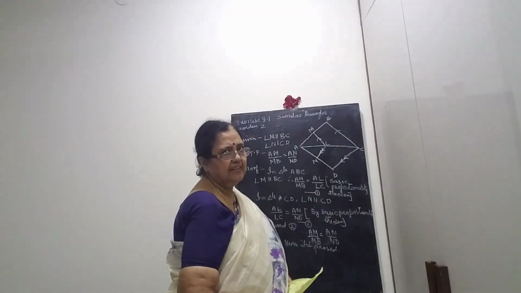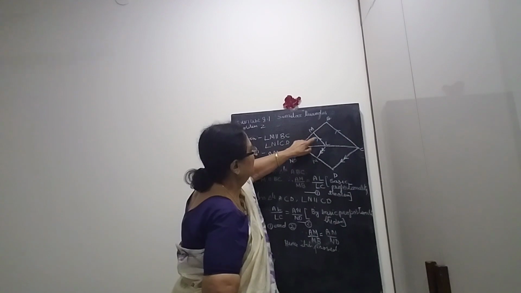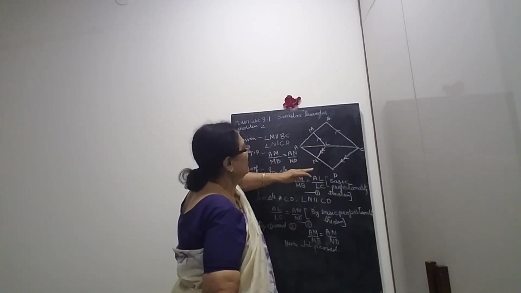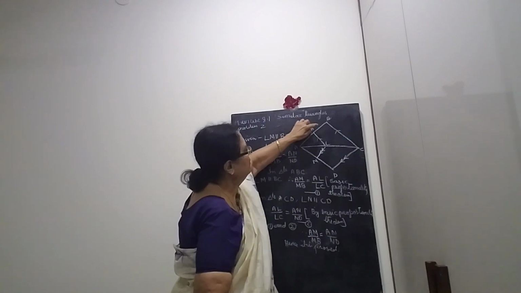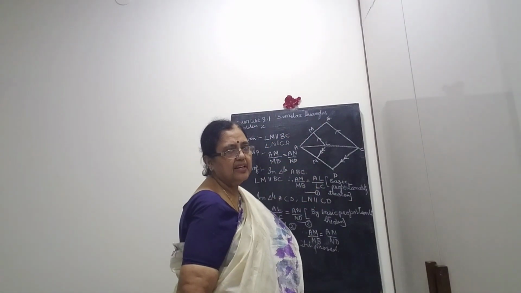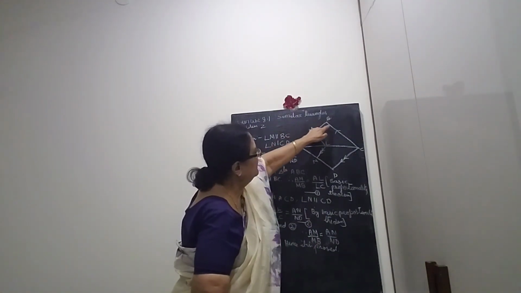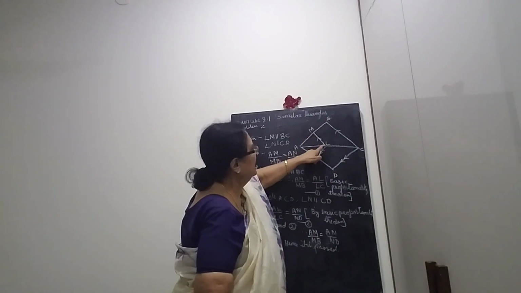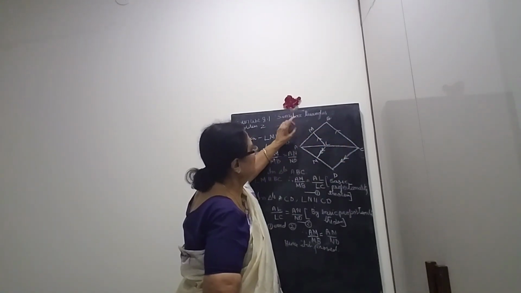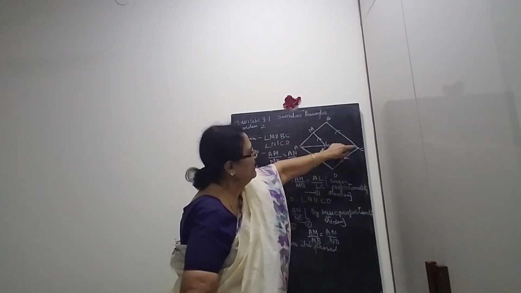I will explain once again. He has given ABCD and LM is parallel to BC and LN is parallel to DC. What is required to prove is AM by MB is equal to AN by ND. By using basic proportionality theorem, you can prove it. How? In this triangle ABC, this line is parallel to one side. So it divides the other two sides in the same ratio. So AM by MB is equal to AL by LC.